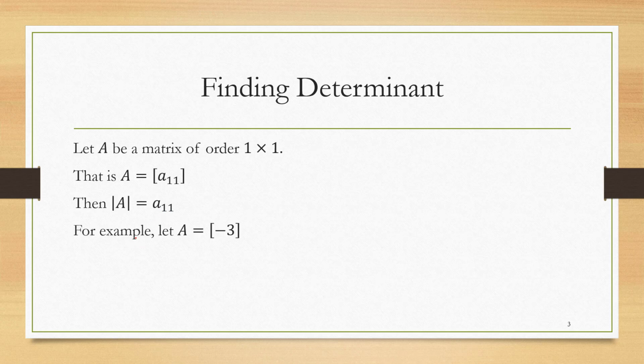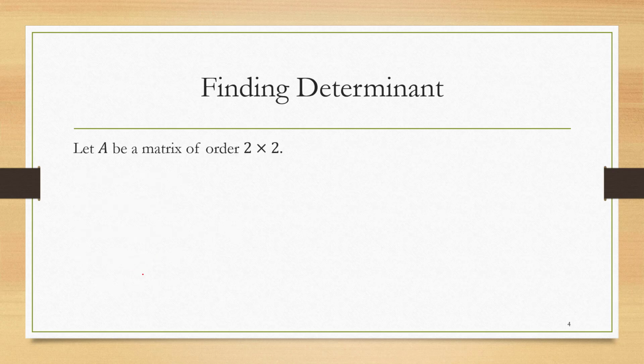Let's take an example. For example, if A is a 1 cross 1 matrix having one entry, that is -3, then determinant of A is equal to -3. The common mistake students make here is that they write mod of -3 and they write it equal to 3. No, this is not modulus. Determinant of A is equal to -3. So it was simple to find determinant of 1 cross 1 matrix.